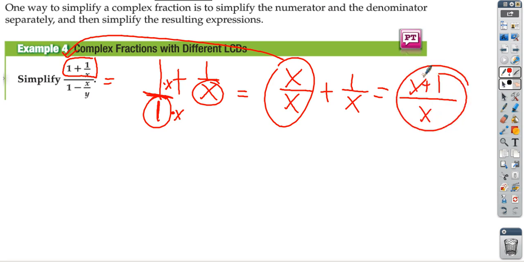That's the top right here. That's this piece right here. So let me just rewrite this here. Our top has now become x plus 1 over x. That's the equivalent of this.